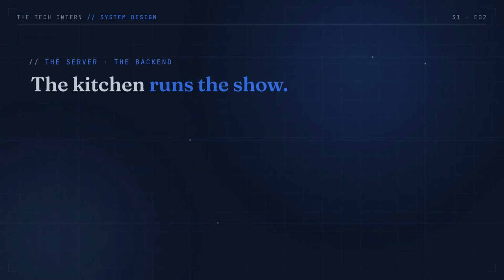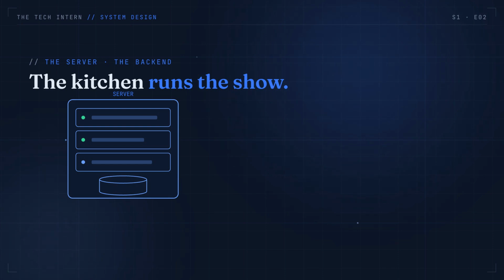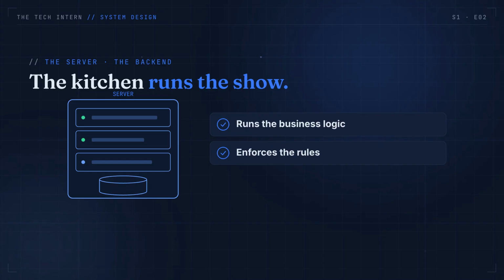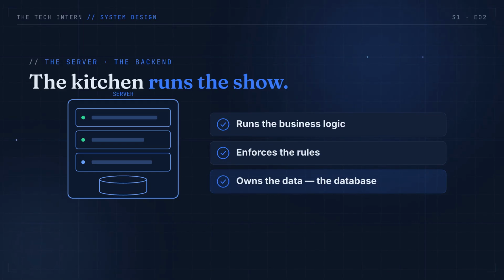Now, the kitchen, the server. This is a powerful computer in a data center, maybe 1,000 kilometers away. It runs the actual logic, the brains of the whole thing. It enforces the rules, what's allowed, what isn't, and it owns the data. The database, where every restaurant, every order, every rupee actually lives. The real source of truth.